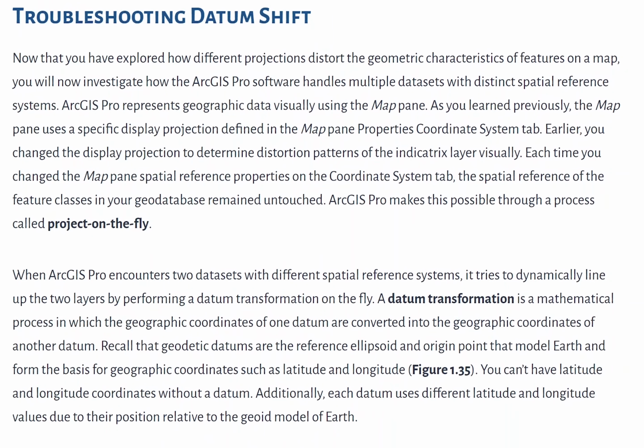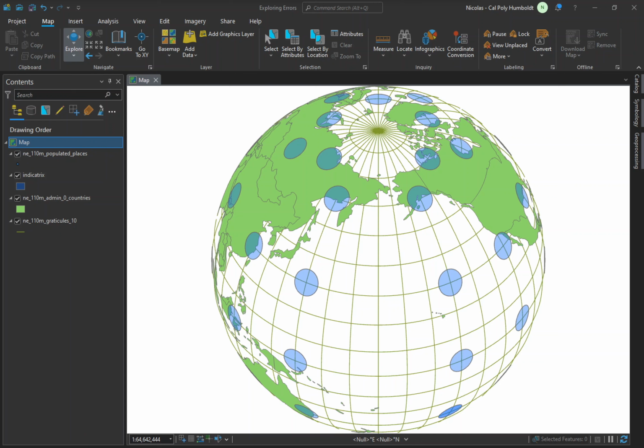Previously, you adjusted the display projection in this tab to visually assess the distortion patterns on the Indicatrices layer. It's important to note that while you were changing the spatial reference properties of the map pane, the spatial reference of the feature classes in your geodatabase remained unchanged. ArcGIS Pro can seamlessly handle these differences thanks to a process known as Project on the Fly. This process allows ArcGIS Pro to dynamically adjust and display datasets with different spatial references in the same map view, ensuring a smooth and integrated visualization of all data, regardless of the original coordinate systems.